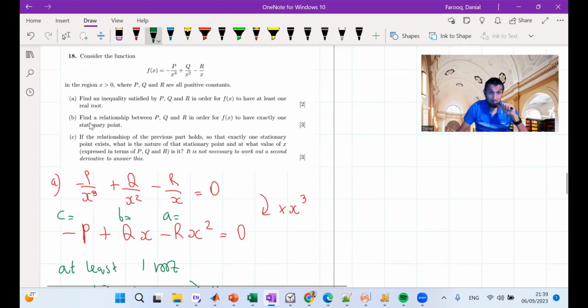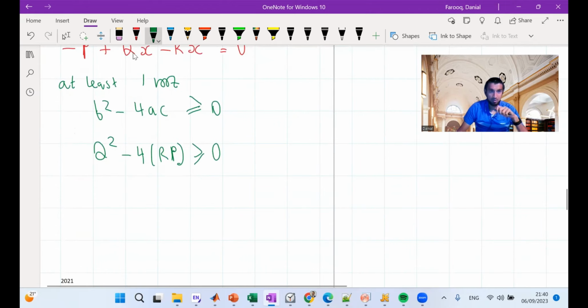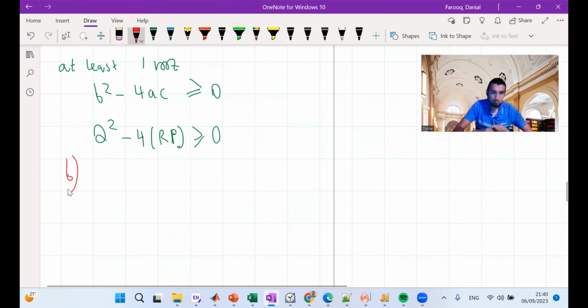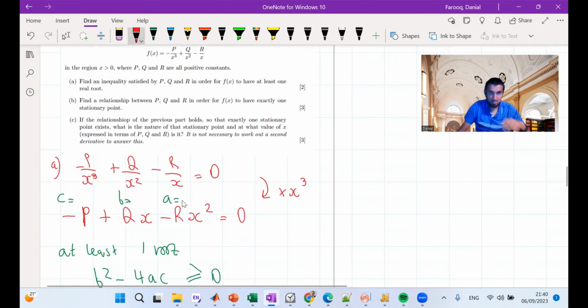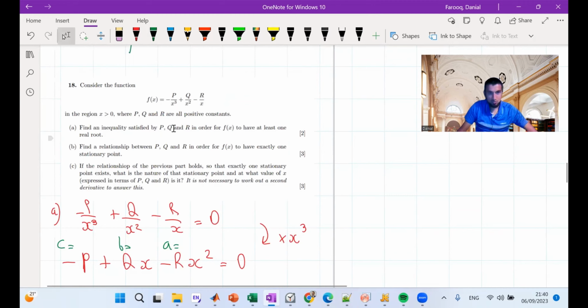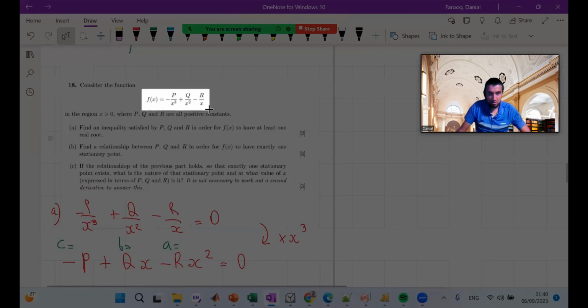Part 1 done. Find a relationship between p, q, and r in order for f(x) to have exactly one stationary point. Okay, so now we're interested in the derivative of this f(x), and then we want that derivative to just have one solution to equal 0. So we have, I'll write out the function again. So f(x) is, in fact, I can screenshot the function and bring it down for us.